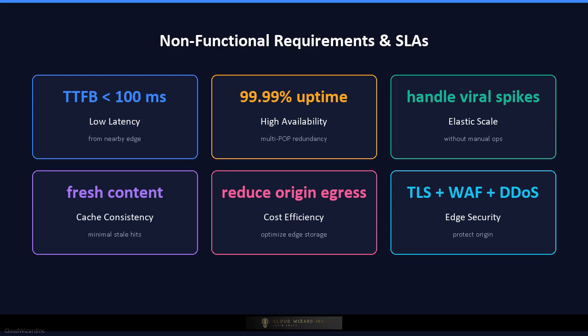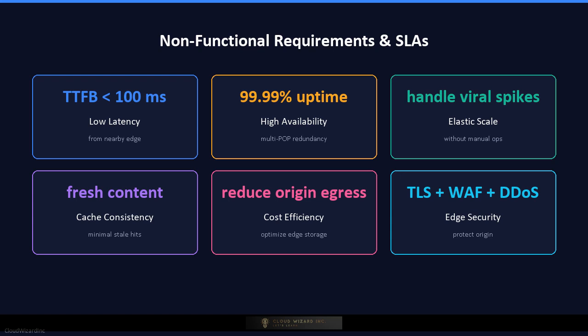Now the non-functional requirements. The CDN must be extremely low latency, serving cached content from an edge location that is geographically close to the user. It must be highly available, with redundancy across many points of presence and automatic failover when a node fails. It must scale horizontally to handle traffic spikes, live events, and viral content without manual intervention. Cache consistency matters. Stale content hurts user experience, while excessive freshness checks waste origin capacity. The system must be cost-efficient, balancing edge storage, bandwidth, and origin egress costs.